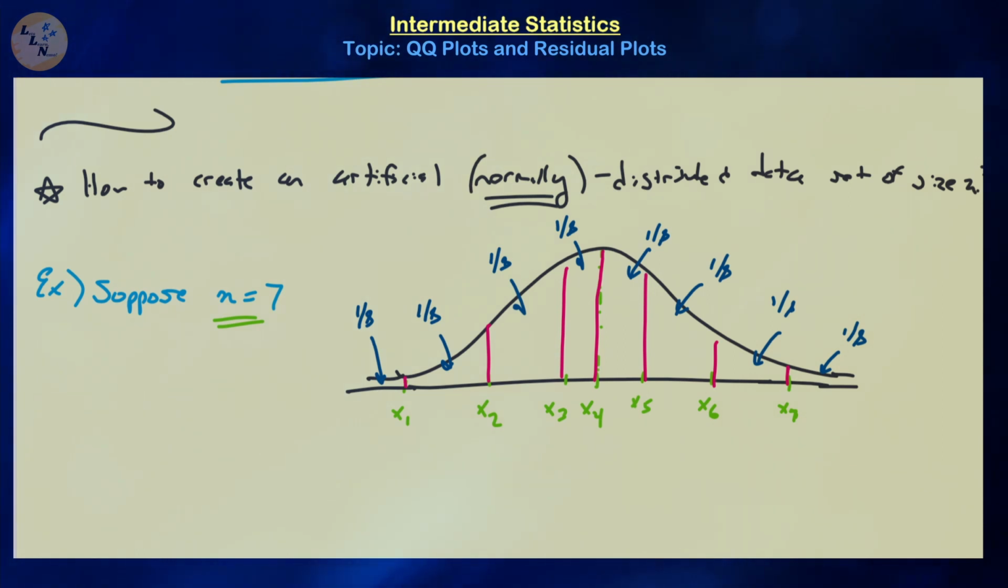Now, of course, they're not going to be exactly equal to 1 over 8 in an actual normally distributed data set, usually due to error, rounding, and several other reasons. But we hope that these areas are close to 1 over 8.